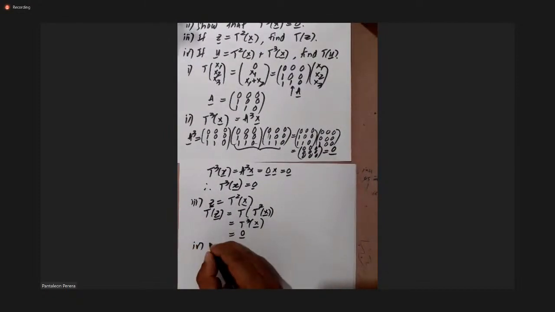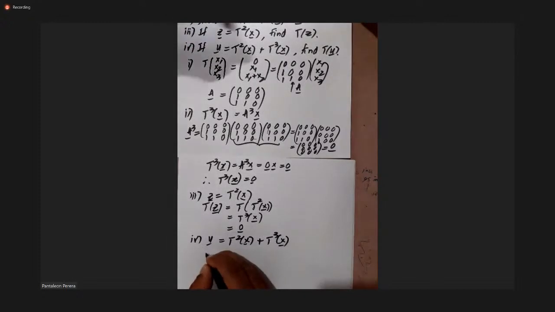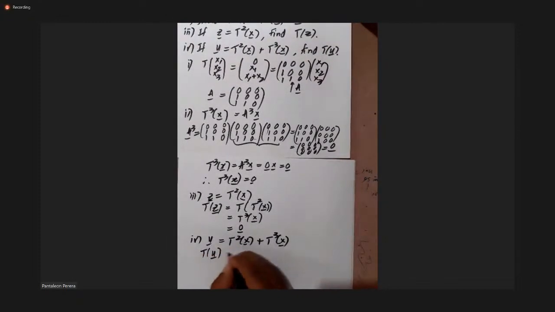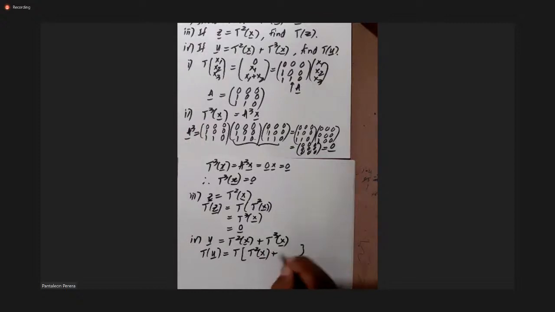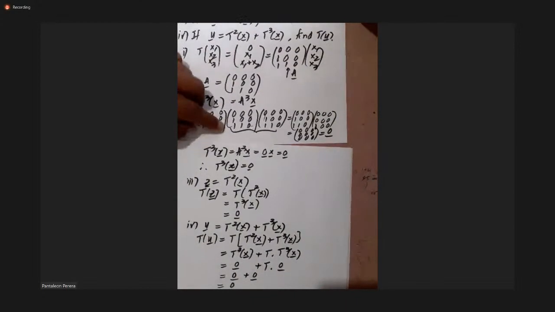Fourth one. U is T squared x. These are linear transforms. You can freely apply them. Now this is given. You want to find T u. So you apply T to this side as well. It's linear, right? So you take one at a time and apply. So T applied to this one is T cube x. T applied to this one is T times T cube x. But this is zero, right? This is also zero, because this part is zero. Since it is linear, it's a null vector.